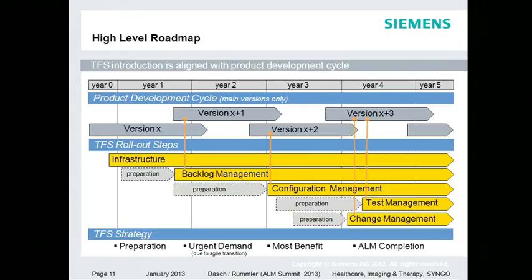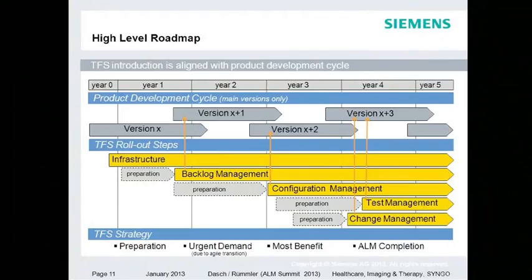We started with infrastructure, as mentioned already. The second thing for us was to introduce backlog management, because at this time we had already done some kind of agile migration, and we simply had no backlog management tool, and therefore we decided to go with TFS. One year after, we introduced the built-in version control, configuration management. And currently we are in the middle of rolling out the test management.